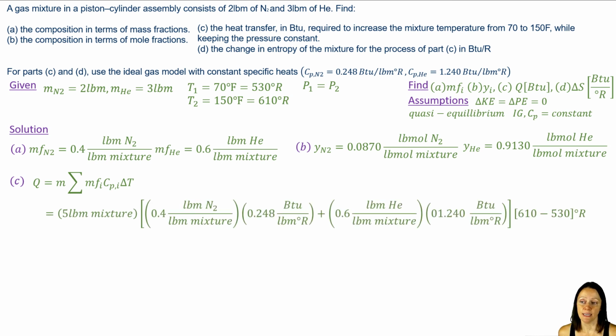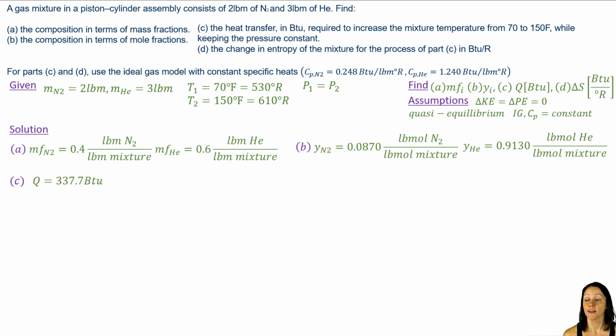So my delta T, I went ahead and brought that out to the outside of the equation because delta T is the same for each one of those components. But I know the mass of the mixture. I know the mass fraction of each of the things. I know the Cp for each of the components. And I just do the math, and I get 337.3 BTU. That's it, and my units work out. That's it.